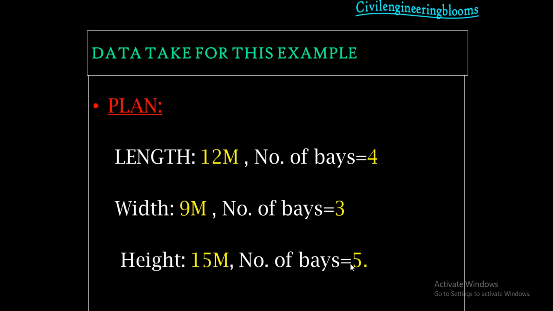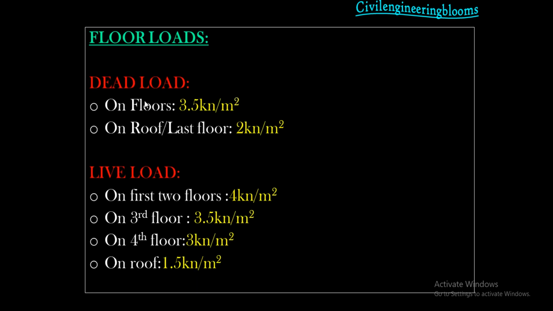The floor loads considered are in the dead load category and live load category. On the floors I have taken 3.5 kilonewton per meter square, and similarly on the roof, or the last floor, I have taken 2 kilonewton per meter square. I also want to show you the difference, if you want to assign different load values for different floors, so we'll see how to assign that here.